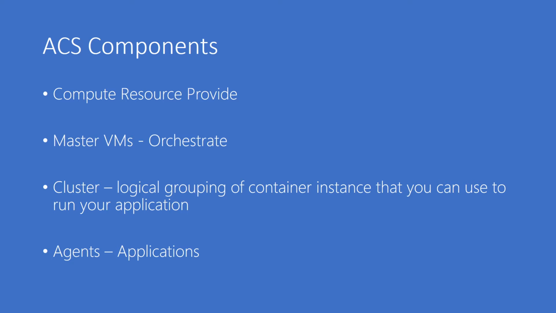So the ACS components, we have a cluster, which is a logical grouping of container instances that you can use to run your application. Agent, the virtual machines that host the containers. An example of a master could be the Mesosphere master. The master is responsible for sending tasks to the agents. It maintains a list of available resources. The master decides how many resources to offer based on an allocation strategy. There will typically be 2 or 4 standby masters ready to take over in case of a failure.